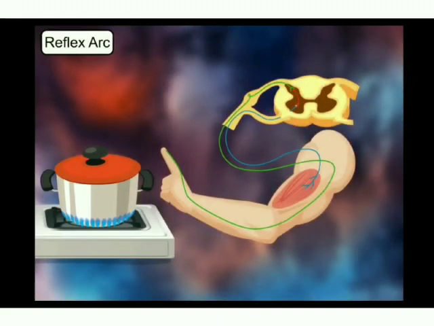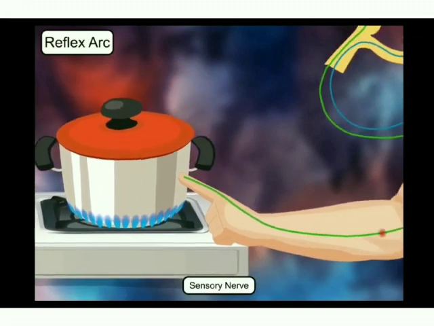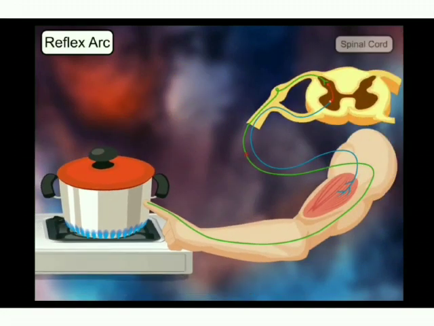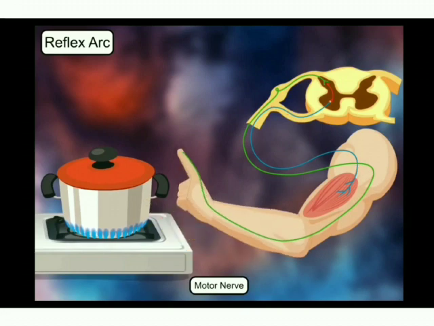The reflex arc works as follows. The sensory neuron carries the message from the point of the stimulus to the spinal cord. The spinal cord receives the message, processes it, and gives the response. The motor neuron then carries the message to the point where the reflex occurs.